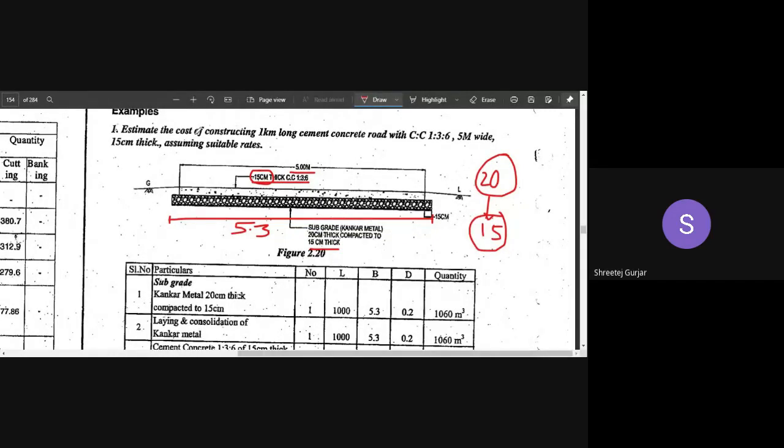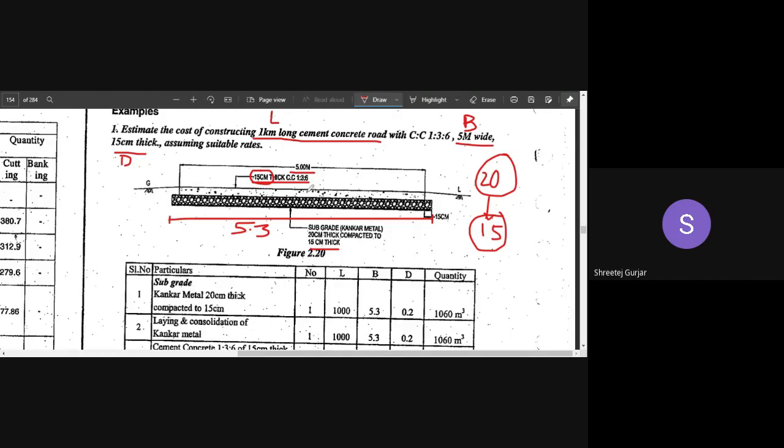Now, we have to estimate the cost of construction of a 1 kilometer long CC road. The length L is equal to 1 kilometer. It is 5 meter wide, B is equal to 5 meter, and 15 centimeter is the thickness, that is D. This is regarding your concrete, the top surface. We have subgrade, so we have to learn how to estimate the subgrade, and then the material laying quantity, and then the compaction also you have to calculate.